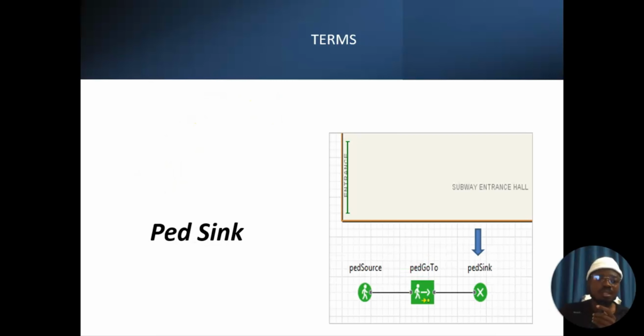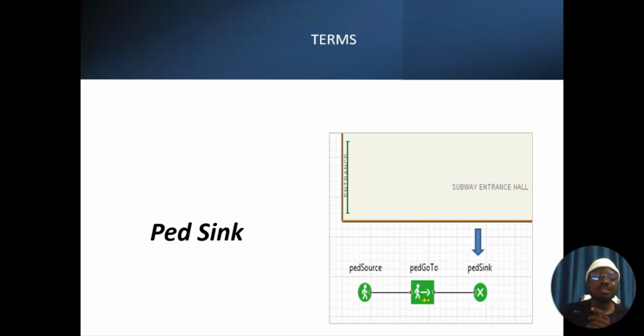The next one is the pet sync. Now, when we look at it, it says pet sync. That is a point where it sinks in. There's a movement into the hall, the subway entrance hall, or from the entrance then into the hall. Then after all the activities are done, from everything we've explained so far, when you're done with every one of these activities, there is a need to exit the hall.